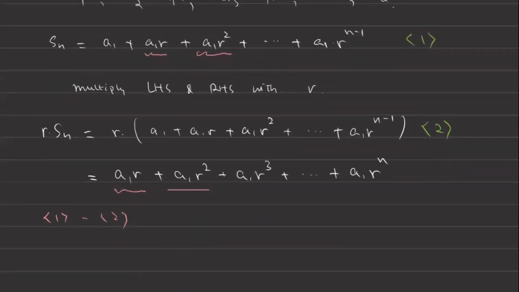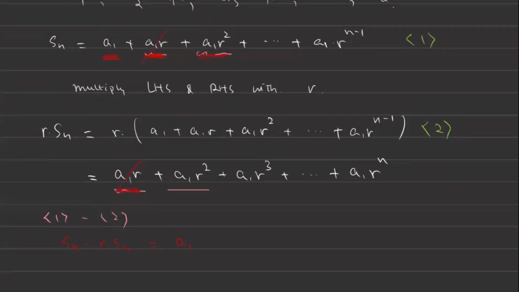So on the left-hand side, we have Sn subtract rSn. So let's write that out. We have Sn subtract rSn equal to, on the right-hand side, notice that some of these terms are going to disappear. So a1, unfortunately, nothing's matching that, so a1 comes down here. Now the second term of equation 1, a1r, cancels off with the first term of the second equation, a1r. So that's gone. We don't have to write anything down because there's no impact to the result.